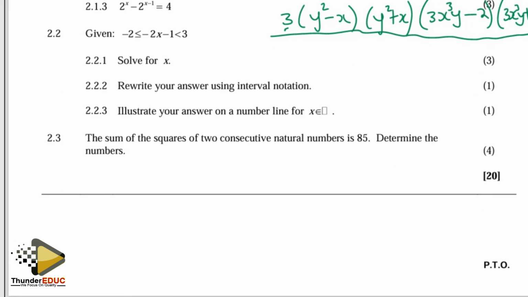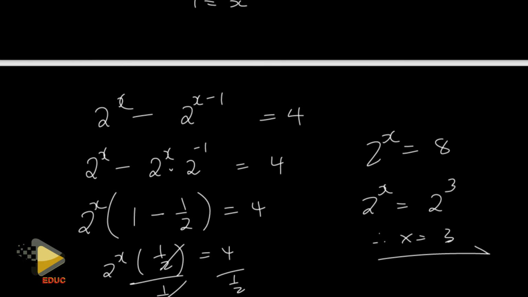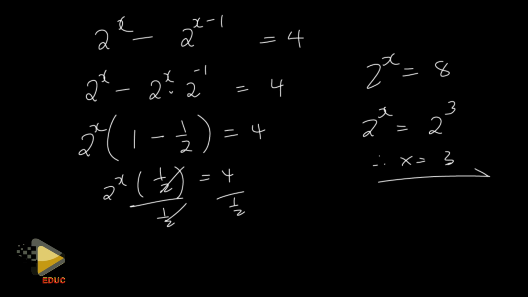Then 2.2, this is an inequality. They want us to solve for x. Now in this case, we need to aim at leaving x in the center there. Okay, so what's going to be the first step? Let's eliminate this one. Move the 1 that side, move the 1 that side. What you do to the left must also be done to the right.